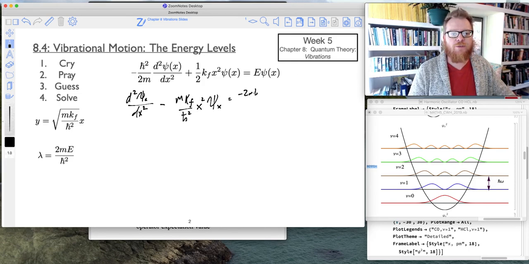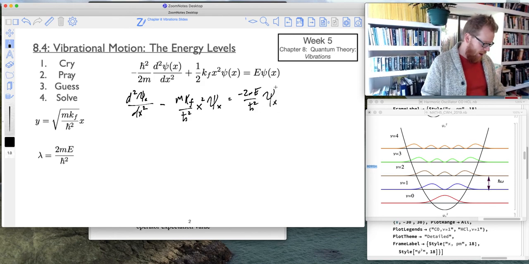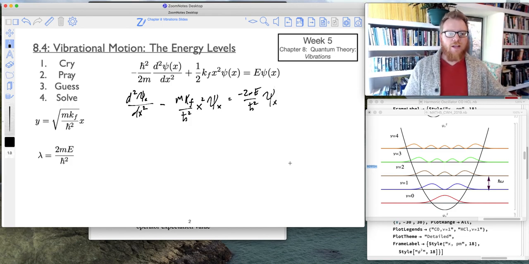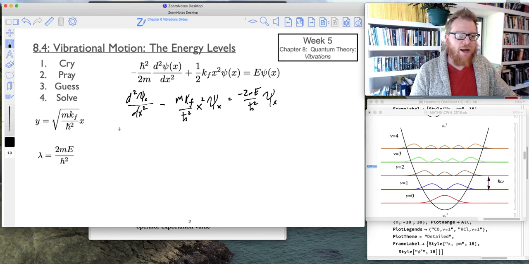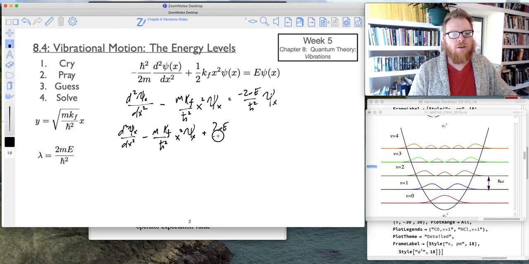So now I get negative 2mE over h bar squared psi of x, like we're normally used to seeing, okay? And so now, of course, rearranging this for the reduced form, we're going to set all of this equal to 0. So minus kf over h bar squared times x squared times psi of x. And of course, now that's plus 2mE over h bar squared psi of x, all equal to 0.